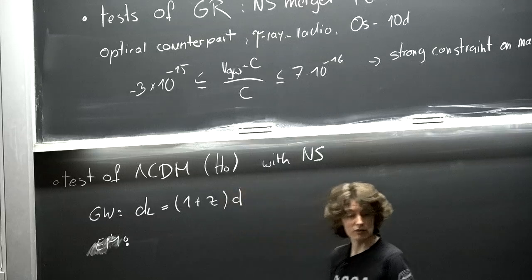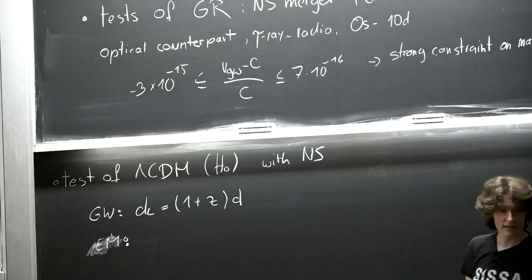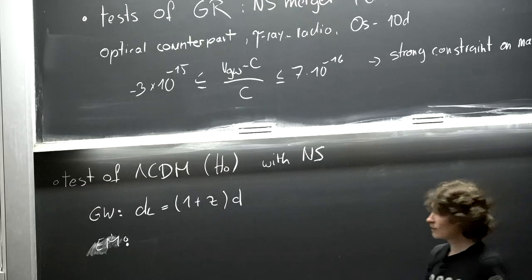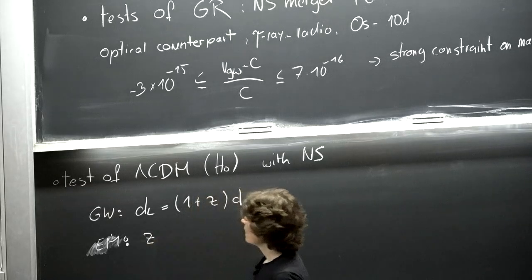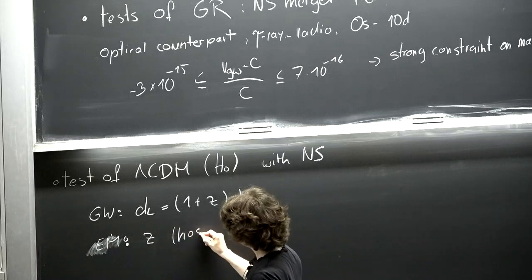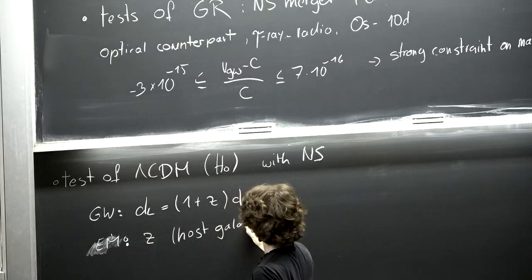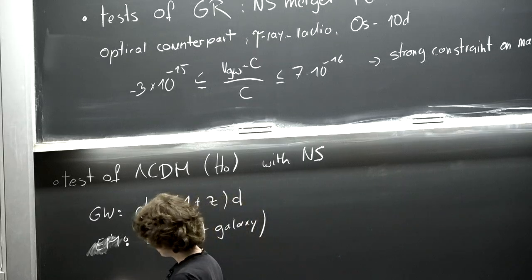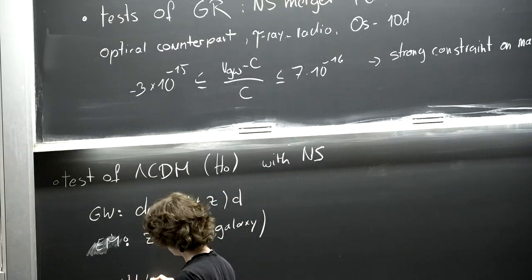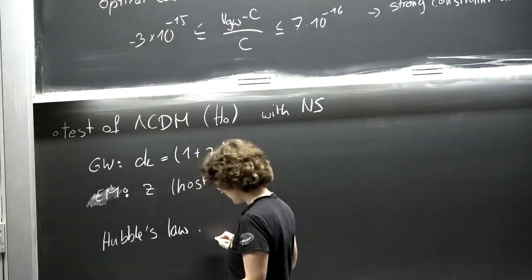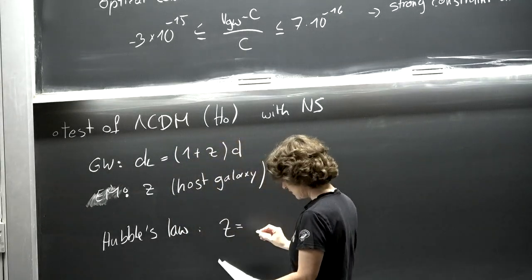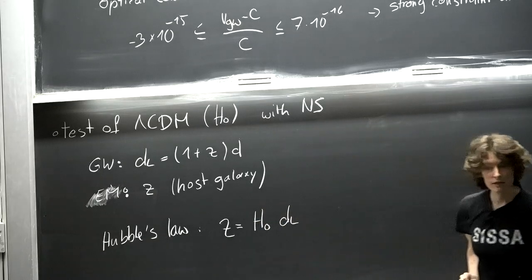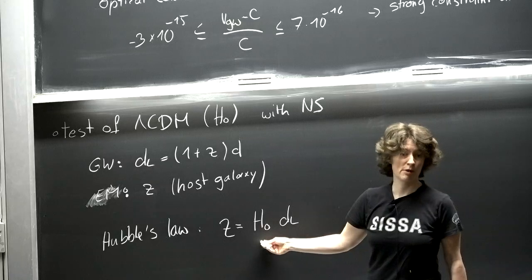If we identify the host galaxy, which we succeeded in this case, we can do spectroscopic analysis of the host galaxy, and we know the redshift. So we get z from the host galaxy. And now you can plug this into Hubble's law. Redshift is the Hubble constant times luminosity distance, and you can get a measurement of the Hubble parameter.